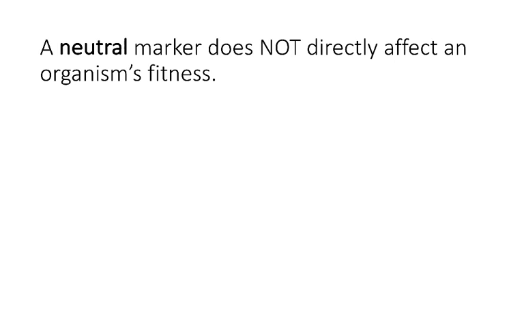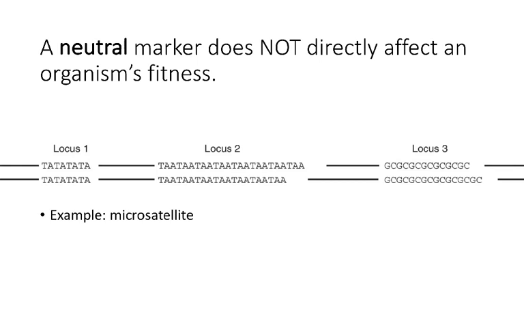So a neutral marker is one that does not directly affect an organism's fitness. So neutral generally means having no effect. So in this case, what that means is it has no effect on an organism's fitness. An example of a marker that would be neutral is something like a microsatellite.